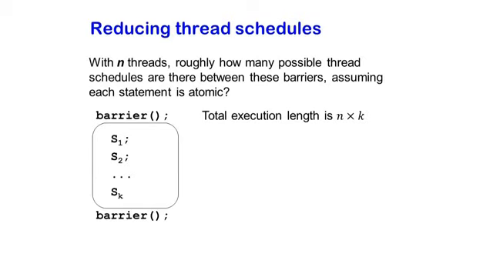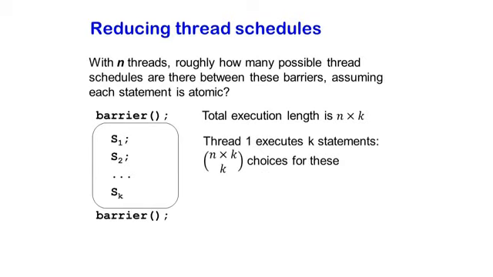How many ways can we interleave these things? Well, thread 1 is going to execute k statements, and there are n times k choose k choices for the way thread 1 could execute these statements.